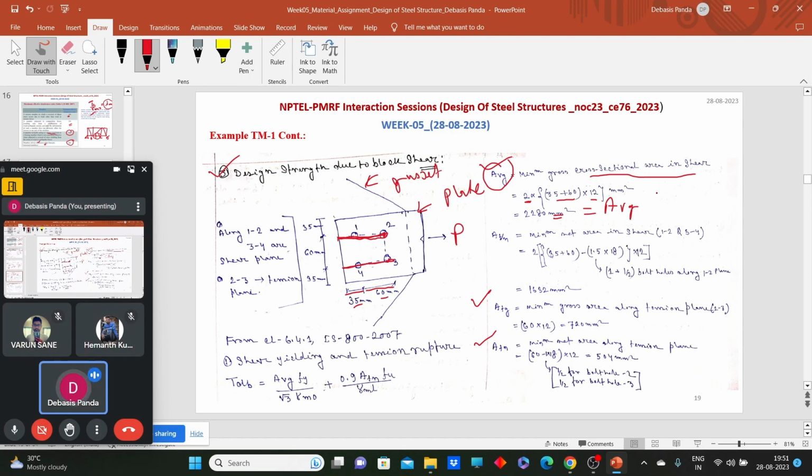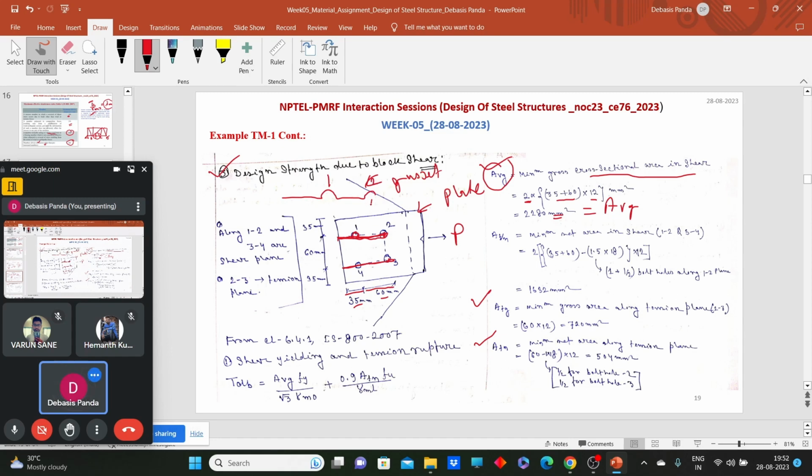Okay. What will be the net area along the shear plane? How many bolt holes do we need to deduct here? Net area means we have to deduct the bolt hole here. So first bolt hole we need to deduct here and half bolt hole here. So like this, we have a section like here. So this is your 1 and this is your 2.